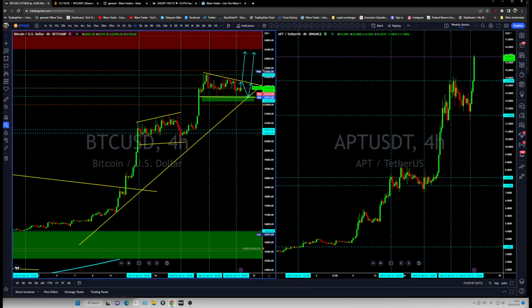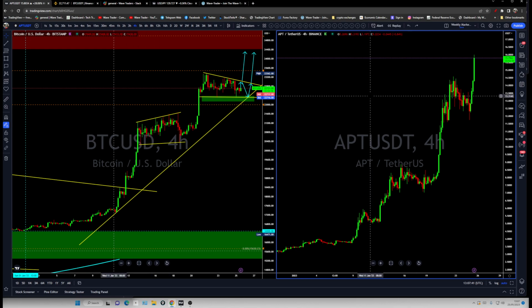If I'm going to draw some lines on it: started on this date at this area, ended on this triangle, and broke out. The same: started on this date and almost ended, I'm just expecting breakout. Ended on this date. So started and ended, started and ended. Now if I'm going to draw some trend lines on APT Tether, let's remove these lines first.